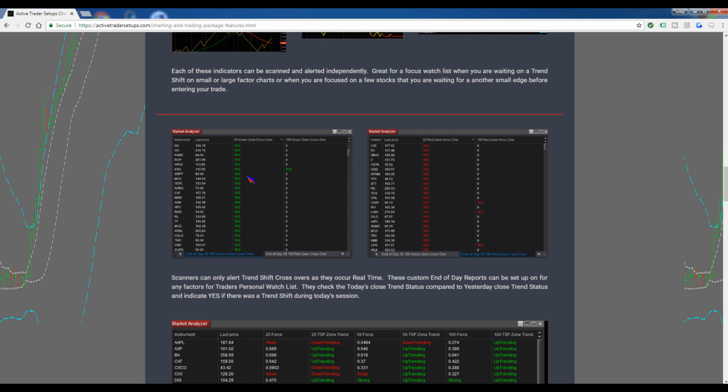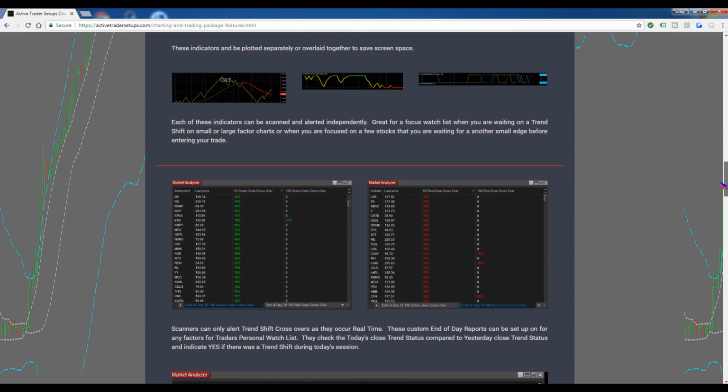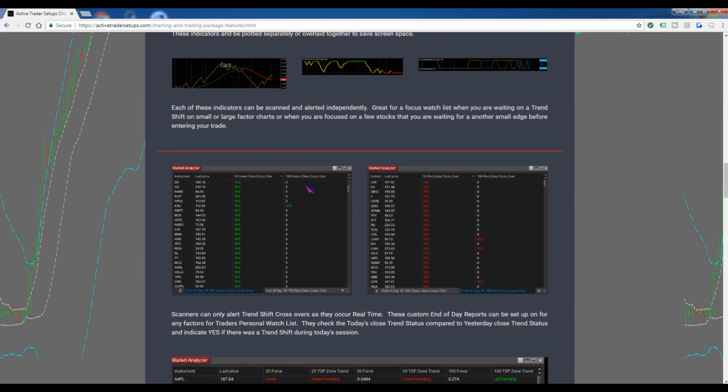So you load your 100 symbols into this report to find out what swapped on the 50 algo chart, having the green line switch to a red line or vice versa. If it's green switch to red, it'll say yes right here. If it's red switch to green, it'll say yes right here. This is a 50 and a 100. You can set these up on any algo you want as well.